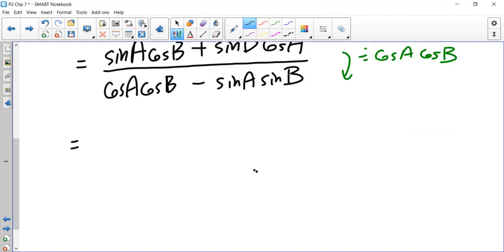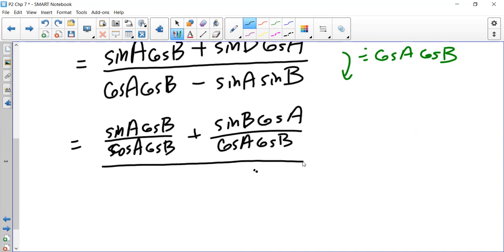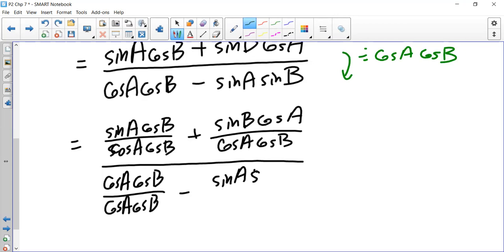So the first term, sin A cos B over cos A cos B, plus sin B cos A over cos A cos B. I said divide every single term by cos A cos B. Bottom left, cos A cos B over cos A cos B. Second term, bottom right corner, sin A sin B over cos A cos B.